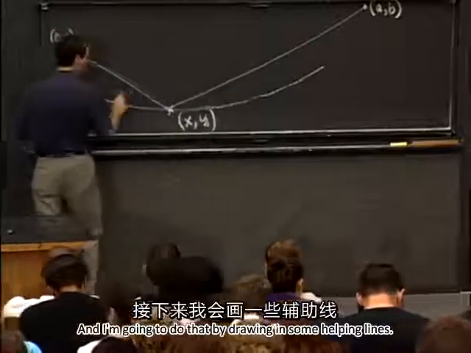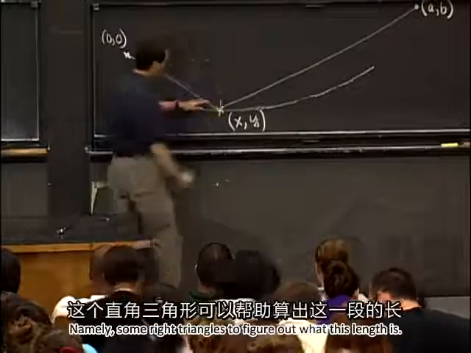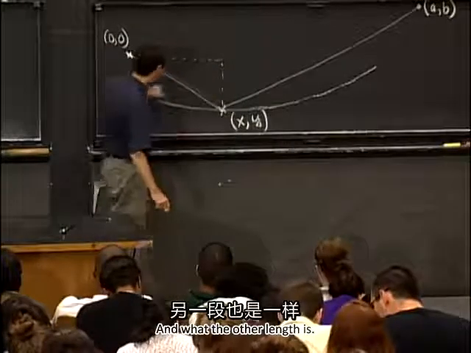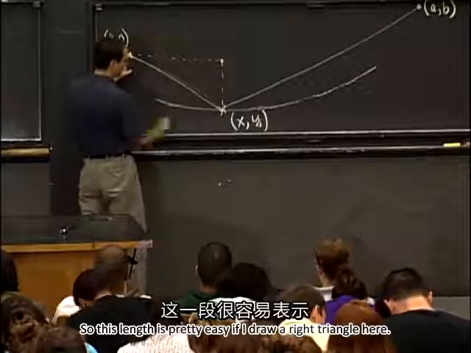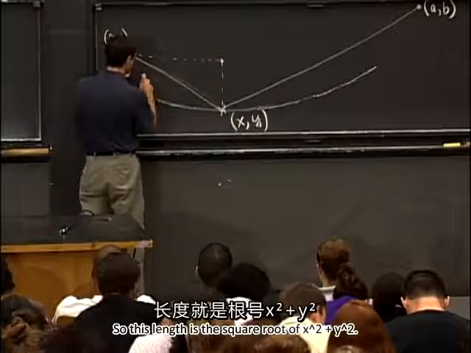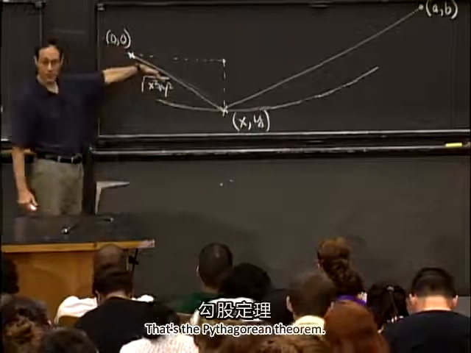analytically. And I'm going to do that by drawing in some helping lines, namely some right triangles to figure out what this length is and what the other length is. So this length is pretty easy if I draw a right triangle here, because we go over x and we go down y. So this length is the square root of x squared plus y squared. All right, that's the Pythagorean theorem.